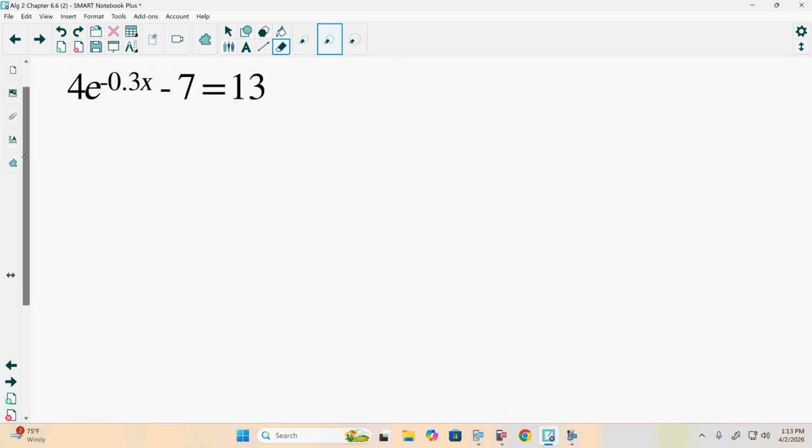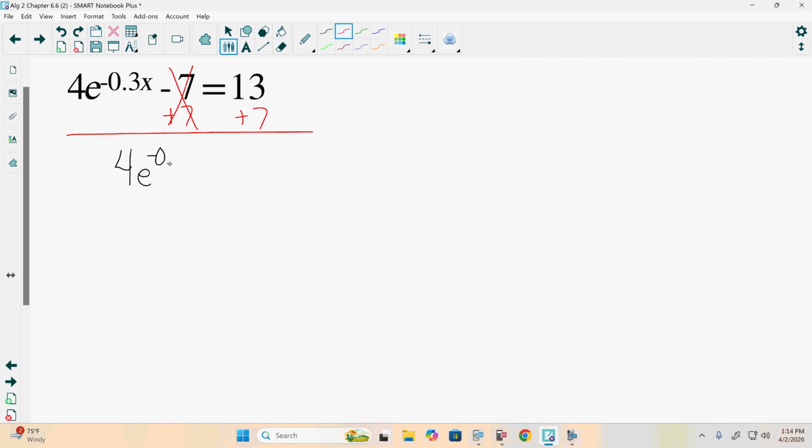This one's a little bit different because our base is e. Also, we don't have one term on either side, because on the left-hand side we do have the e, but we also have it being multiplied by 4, and 7 is being subtracted from that product. So the first thing we're going to have to do is add 7 to both sides. We need to get this e by itself. If I add 7 to both sides, the negative 7 plus 7 will simplify out, leaving us with 4e to the negative 0.3x.